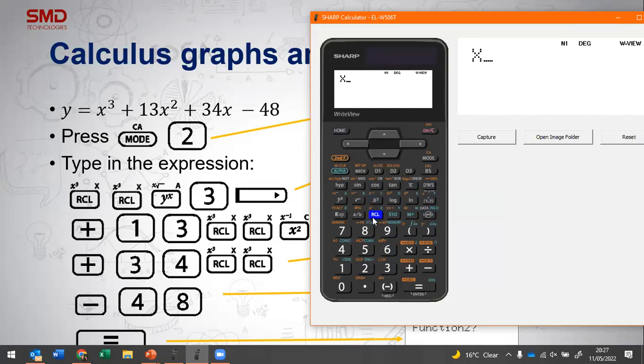So an x is just RCL twice. Then it's y to the power of 3. And then to the right arrow key, plus 13 RCL twice x squared plus 34 RCL twice minus 48. Now we've plugged in this whole equation. We're going to just skip through, and we've got start and step, which we'll leave as is.